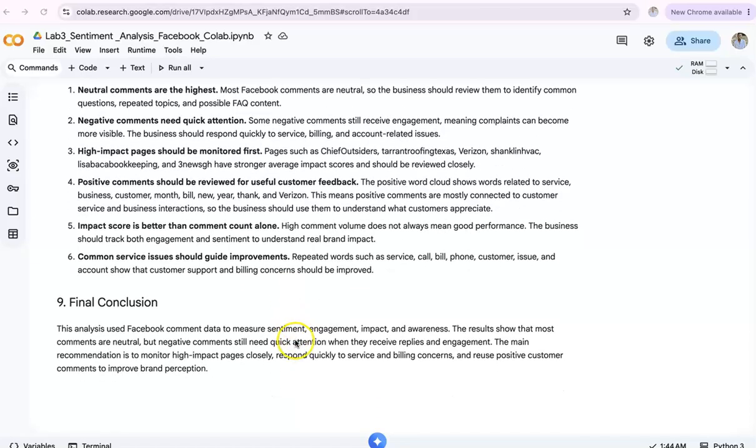So in conclusion, this notebook shows how Facebook comment data can be transformed into meaningful business insights. By combining sentiment, engagement, impact, and awareness metrics, businesses can better understand customer reactions and make stronger social media decisions.